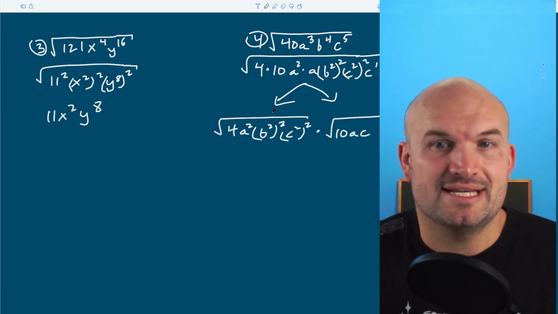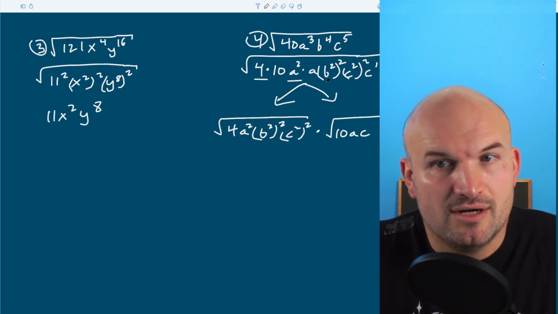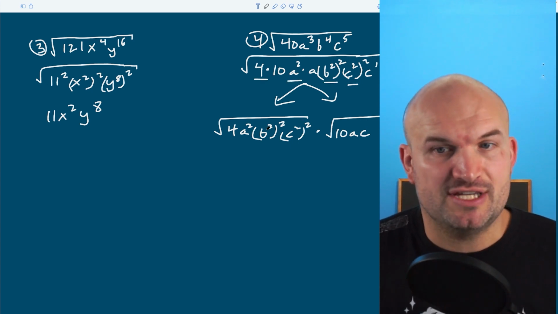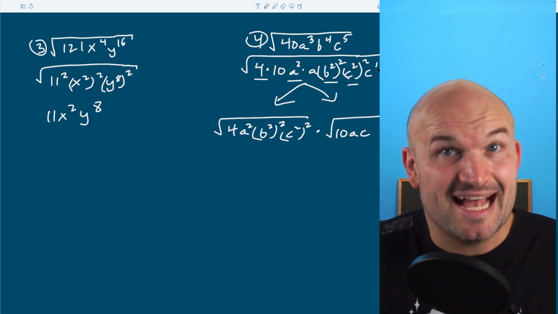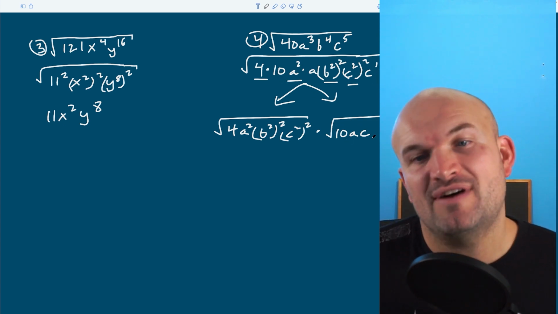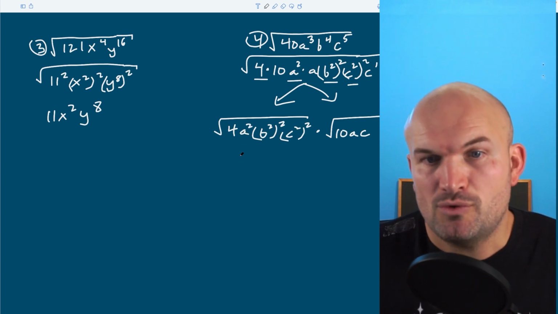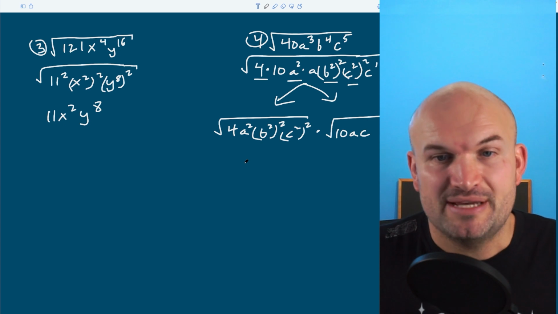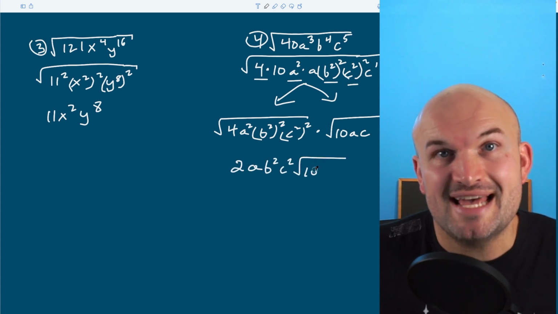So basically what I did is I just took all the terms that were squared. So I could write 4, a squared, b squared, and c squared, and I put them under this radical. And again, I'm multiplying them by whatever's left over, which is a 10, a, as well as a c. Now here, I can't simplify this any further, but since these are all square terms, I can now just simply take the square root of them. So my final answer is going to be 2a, b squared, c squared times the square root of 10ac.